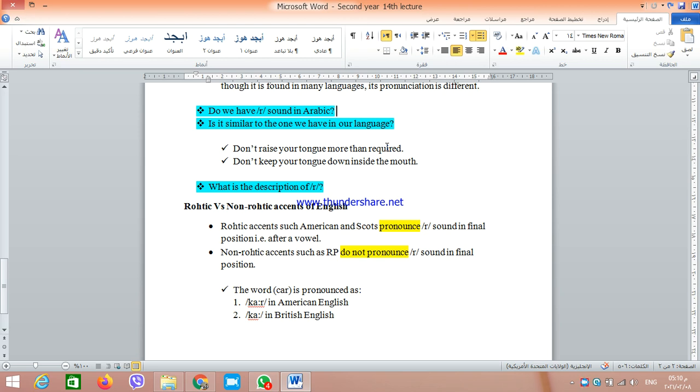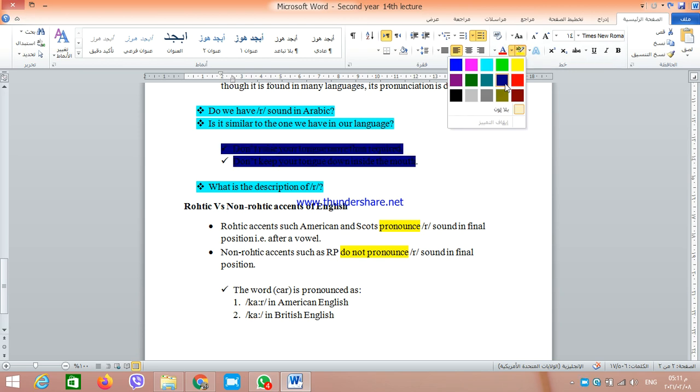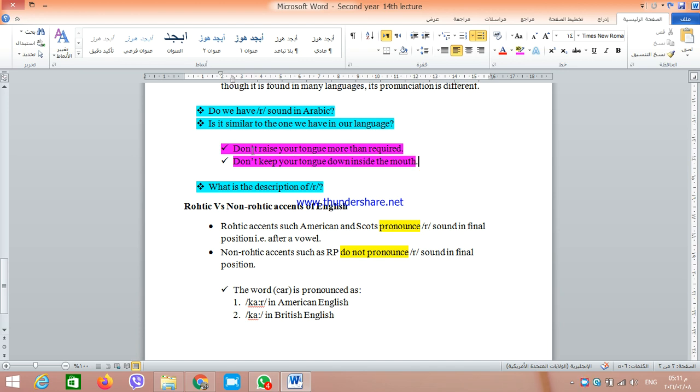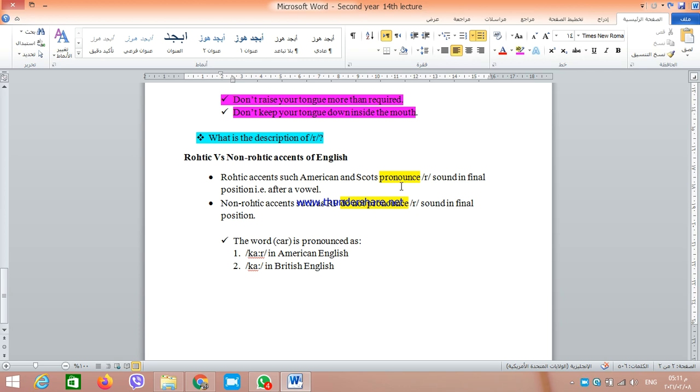Okay? The same thing in English. Now, we need to pay attention to two points in the pronunciation of the ra sound. I've already explained them, but I am going to rephrase them here. First of all, don't raise your tongue more than required. Don't keep your tongue down inside the mouth; it will come out as wa, wa, wa. Both of these pronunciations are incorrect. Now, the description of ra, I leave this for you.